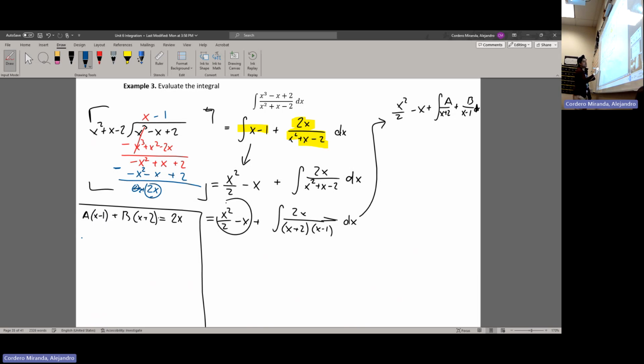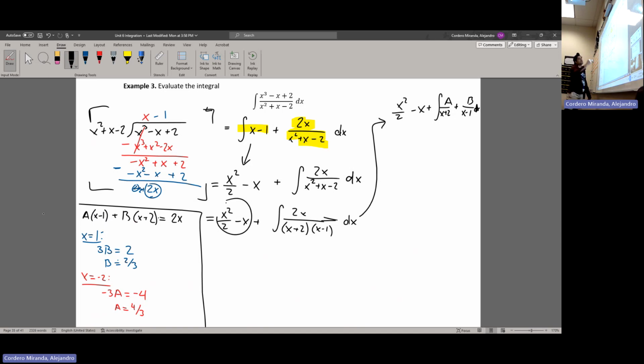Then choose your strategic x's. So B is 2/3. Choose your other strategic x. Negative 3A equals negative 4. So A equals 4/3.